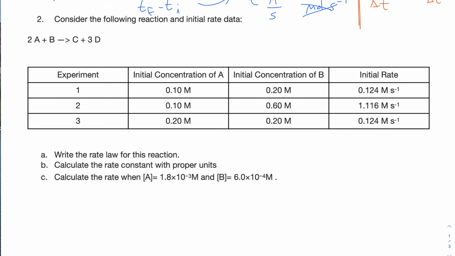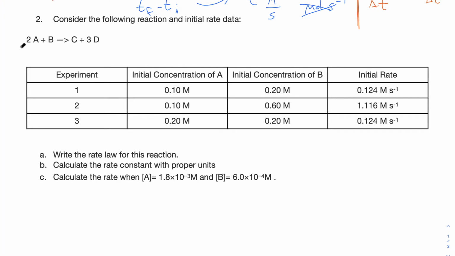Okay, so what do we have? We have an overall reaction. The main thing we want to see from an overall reaction like this is that there are two reactants. The coefficients actually don't play a role in this kind of problem, and really, the products don't play a role either. This is sort of a unique data set from section 14.3.